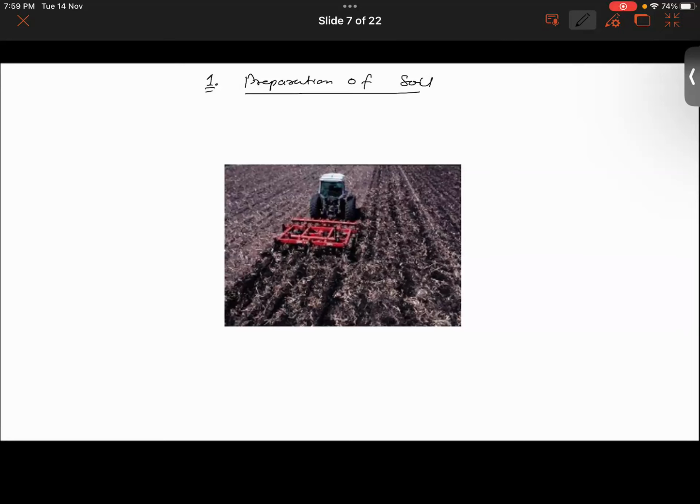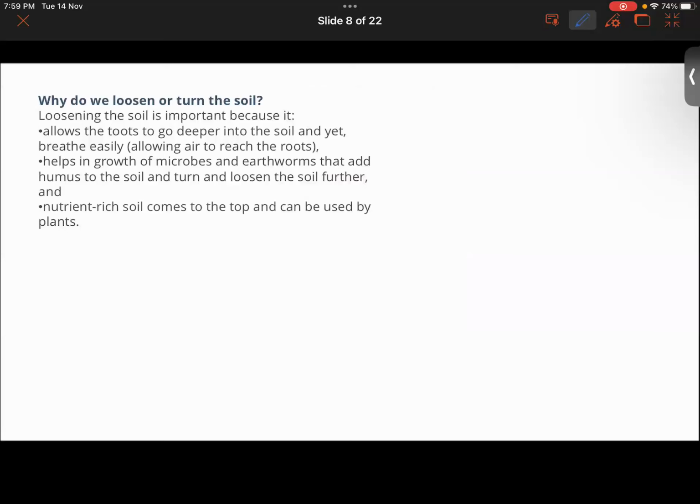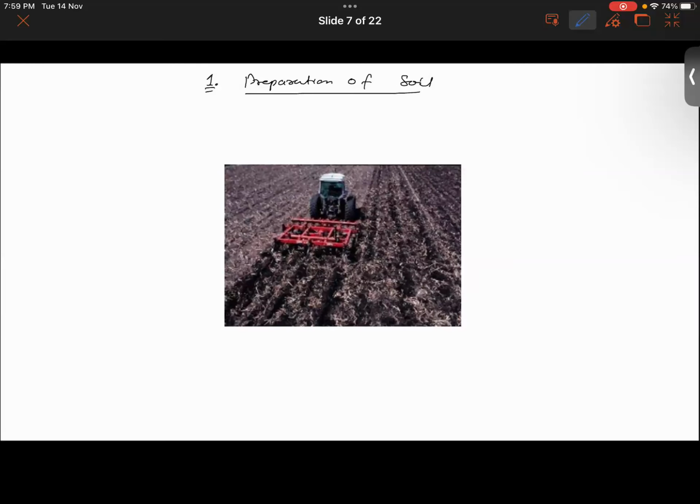Now, preparation of soil. Previously people were preparing the soil manually. So there are some simple tools that are used for preparing the soil. Either we can use a plough, or we can plough the field by using tractors also.